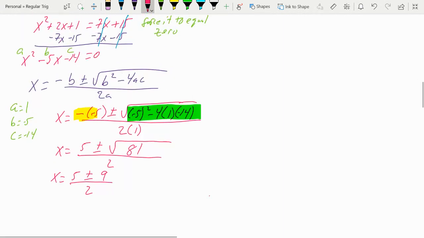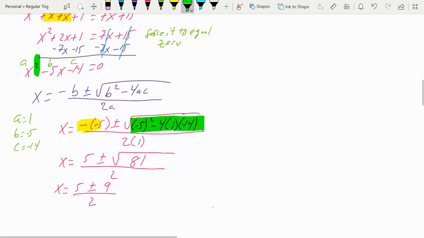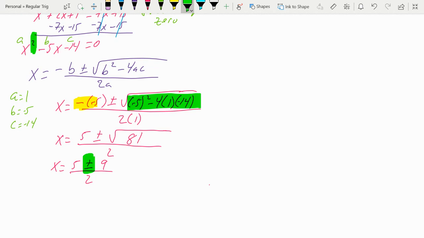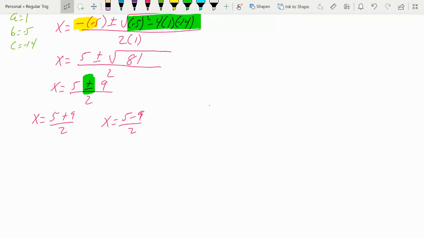So x is equal to 5 plus or minus the square root of 81, which is 9, over 2. And remember, how many answers are we supposed to have? We're supposed to have two answers. Well, where are my two answers? There's my two answers, plus and minus. So when I do this plus and minus, let's split them up. x is equal to 5 plus 9 over 2, and x is equal to 5 minus 9 over 2. So 5 plus 9, 14 over 2, x is equal to 7. 5 minus 9, negative 4 over 2, x is equal to negative 2. So there's our two answers.